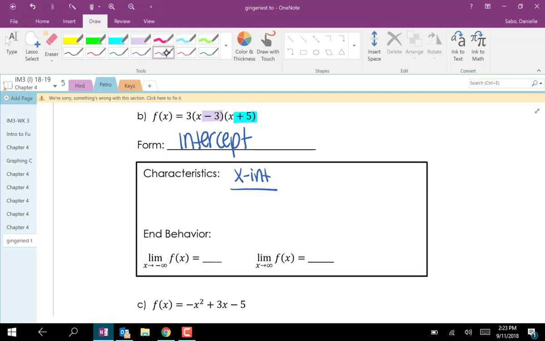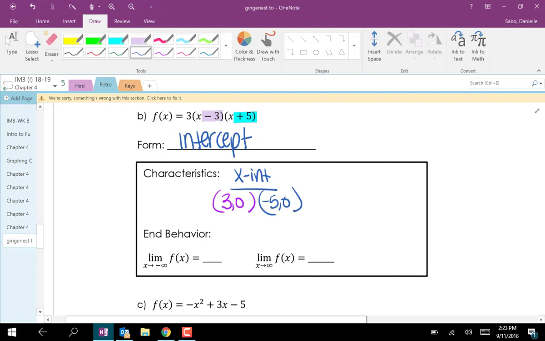What about the purple one? What's our x-intercept? Yep, (3, 0). Good, and (-5, 0). It's always the opposite sign of what's in the parentheses.